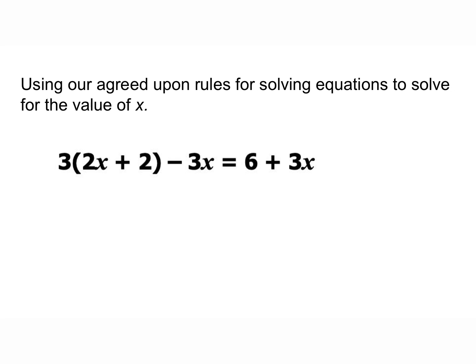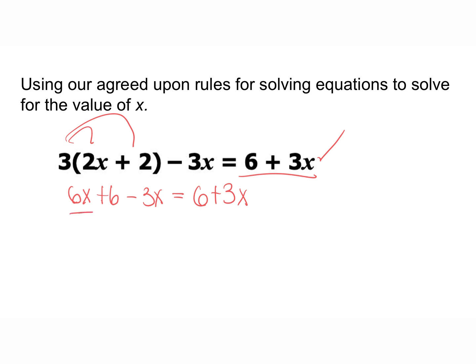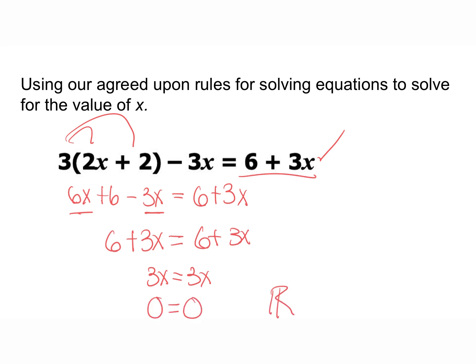All right, so let's work through this problem. We have 3(2x + 2) - 3x = 6 + 3x. The left side is simplified, so we're going to have 6x + 6 - 3x = 6 + 3x. 6x - 3x is going to be 3x, so we have 6 + 3x = 6 + 3x. Then we have 3x = 3x. 0 = 0. So our answer is all real numbers.